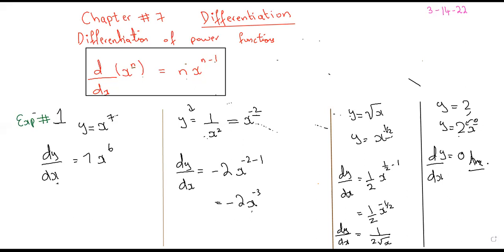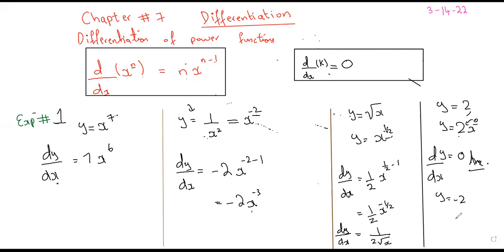So in general, the rule is that in case of any constant number, the derivative is 0. So d by dx of any constant number, let's say k, is 0. Even if we had y equals -2, that would have been 0. Y equals 1 by 2, that would have been 0. Y equals 4, that would have been 0, right? Because that is a constant number. So always remember the derivative of a constant number is 0. Anything that you did not understand?